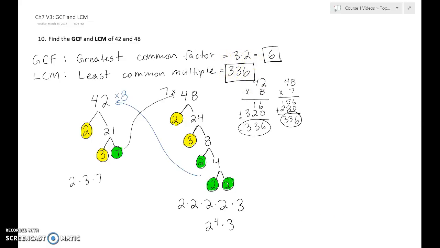That's how to find the greatest common factor and least common multiple using the prime factorization model.